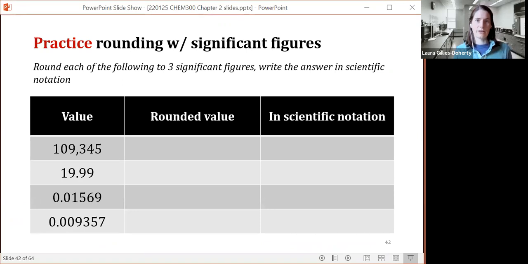Okay, so let's do a little bit of practice with this. Let's round each of the following to 3 sig figs. We'll write out the rounded value in standard notation, and then we're going to write the answer also in scientific notation.